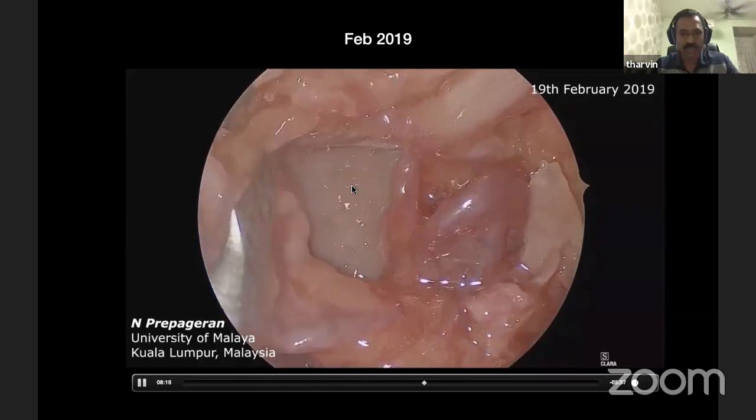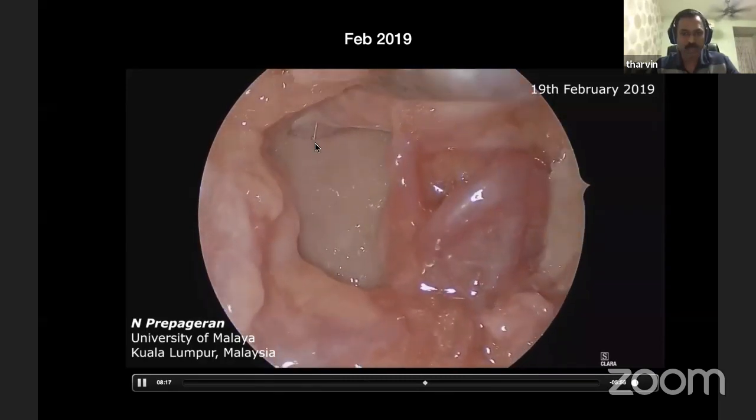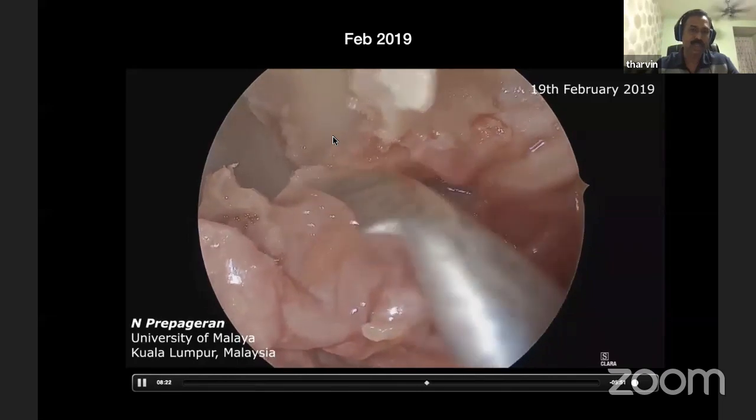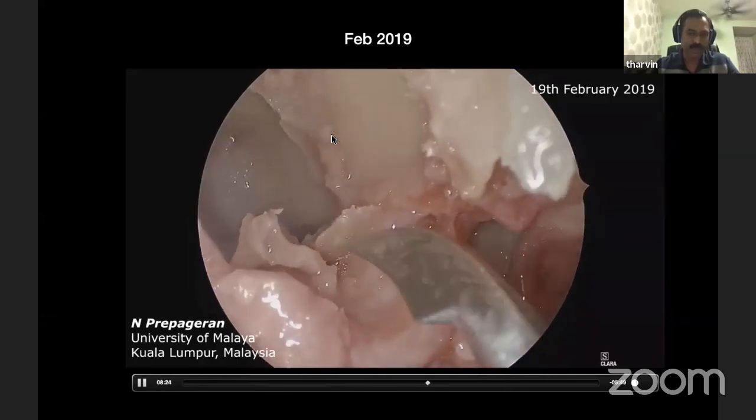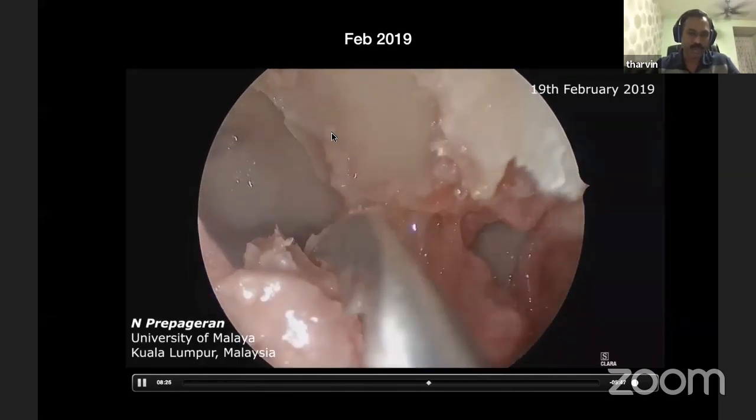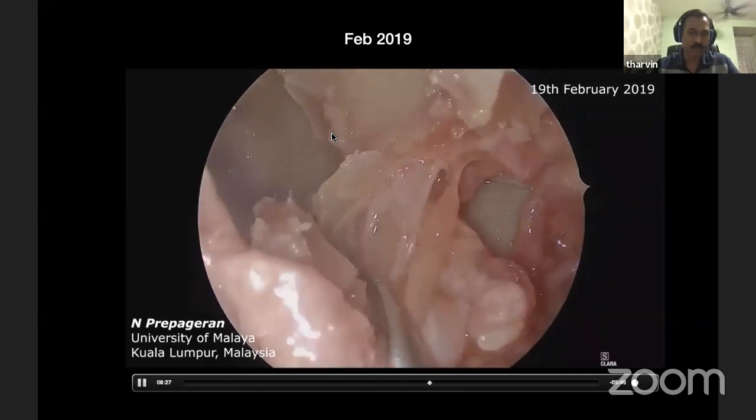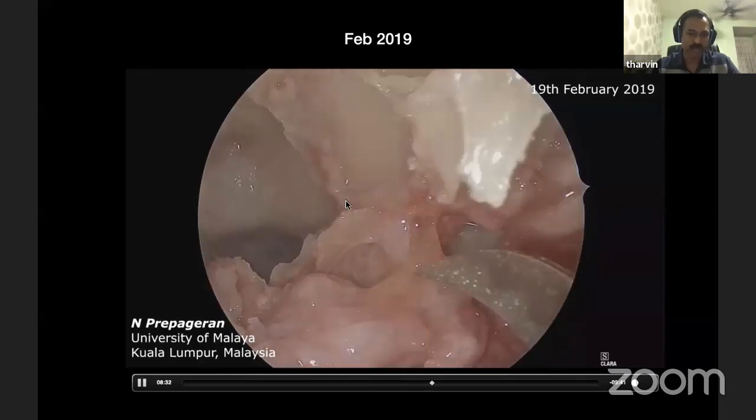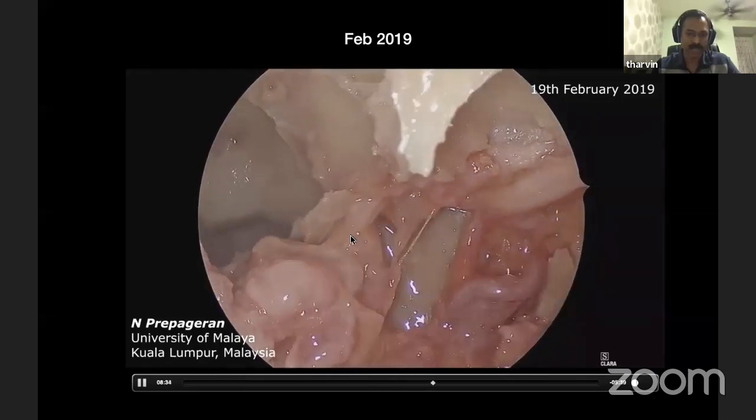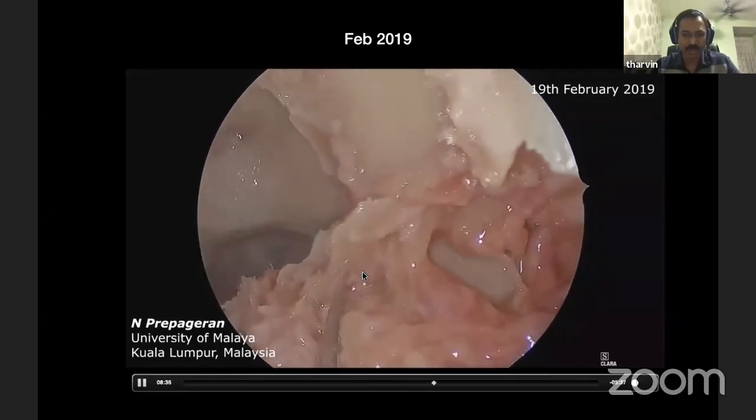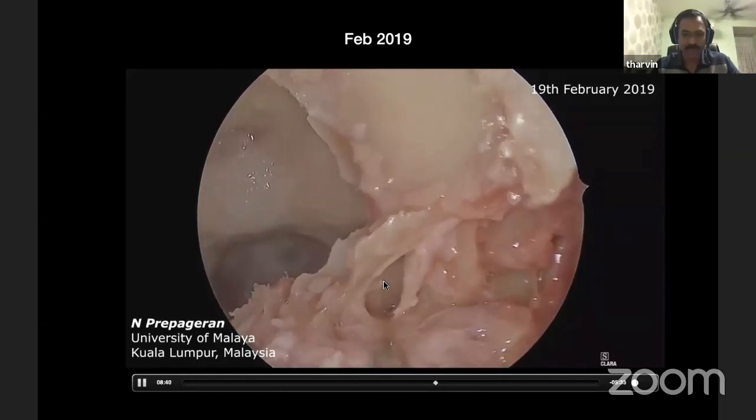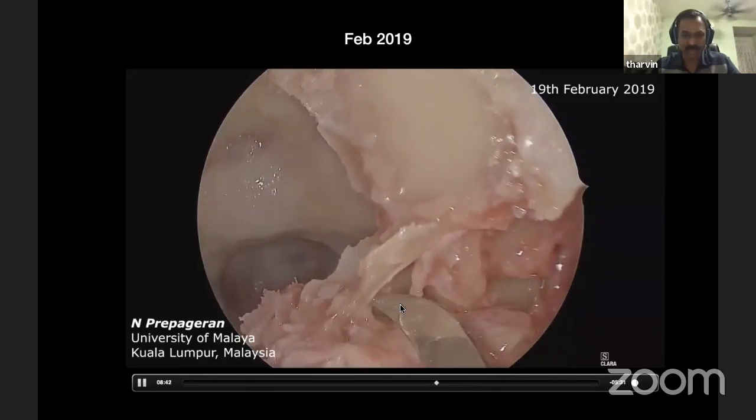Now we need to identify the Vidian nerve, near the foramen rotundum. In the Vidian nerve, the dissection is always medial and inferior to the foramen rotundum. One method is to dissect subperiosteally from the sphenoid itself and come downwards. By doing that, we will be able to find the Vidian nerve.